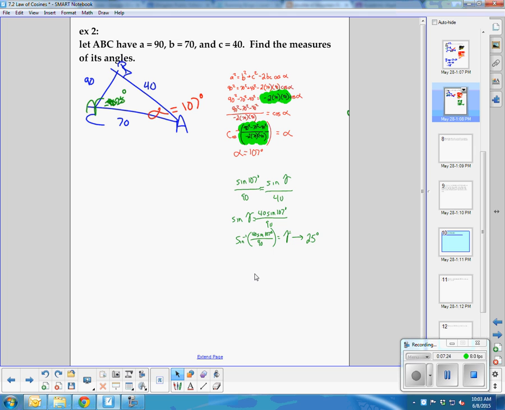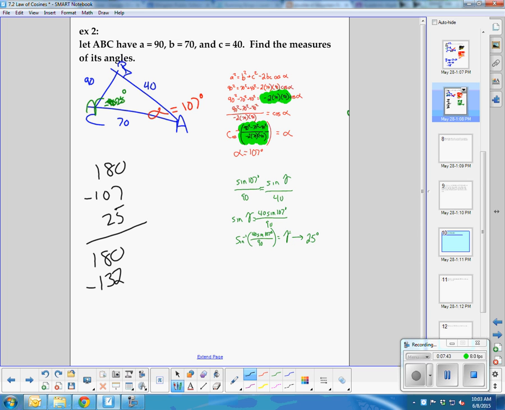And then to find the third angle, we're just going to use the angle sum formula. I have a total of 180 degrees. I've used up 107 for alpha, another 25 for gamma. So that's really going to give me 180 minus 132 degrees. That's going to leave me with 48 degrees. So beta is going to end up being about 48 degrees. So there's a second example on how to use the law of cosines, how it interacts with the law of sines, et cetera, et cetera.